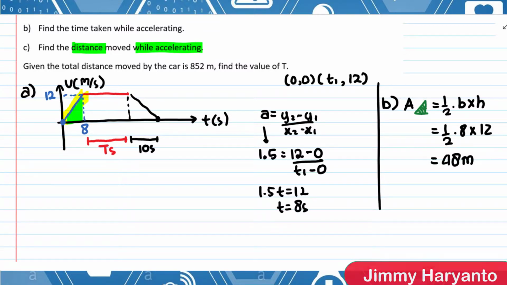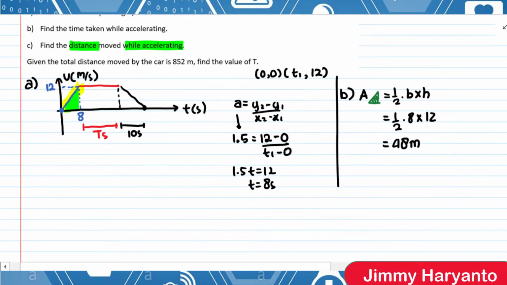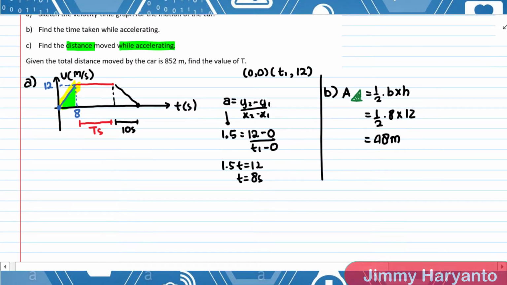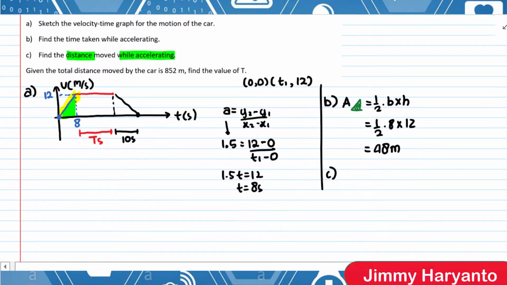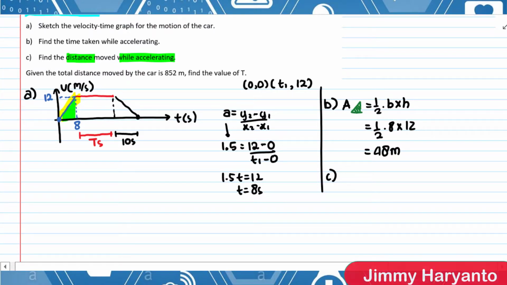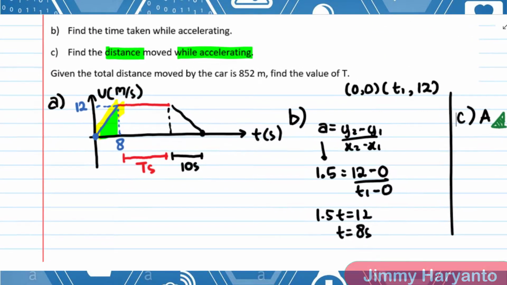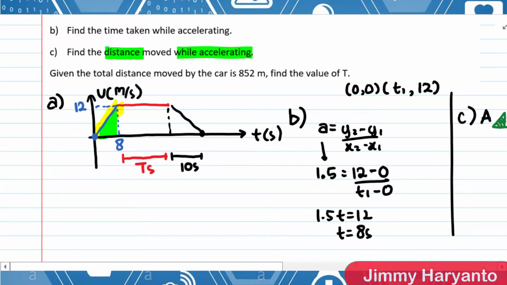Okay, next is C. Oh wait, so this one is B and this one is C. Sorry. The next question is given the total distance. Now the question is talking about total distance. Total distance means you have to find all of the area under the graph.